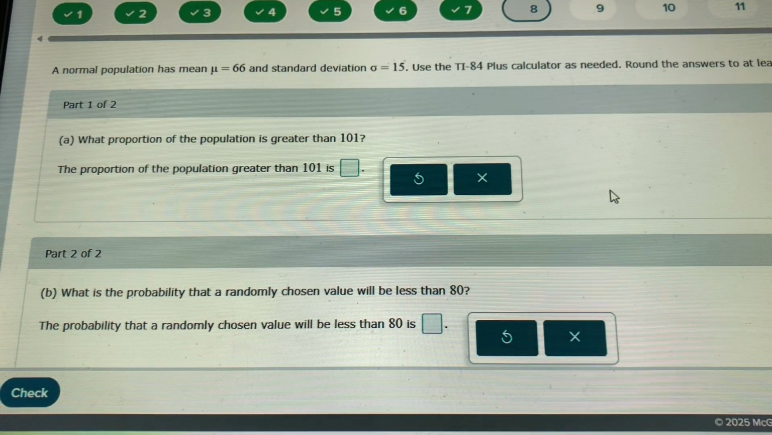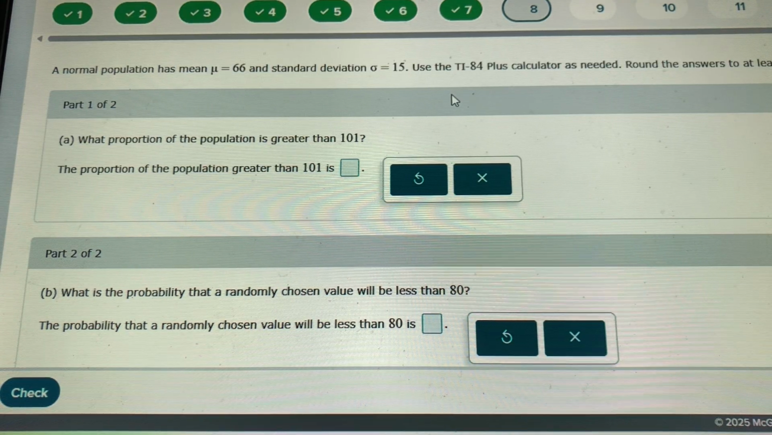Okay, so we may be done with 7.1 now. Let's see. Yeah, I know we're done with 7.1 now because now the mean is 66 and the standard deviation is 15. So once they tell you that, then it's no longer a standard normal. Standard normal automatically means that the mean is 0 and the standard deviation is 1. And they might not tell you that because they think you're supposed to know when they say standard normal that that's the rule. But the moment they tell you the mean is something other than 0 and the standard deviation is something other than 1, then you immediately know you don't have a standard normal anymore.